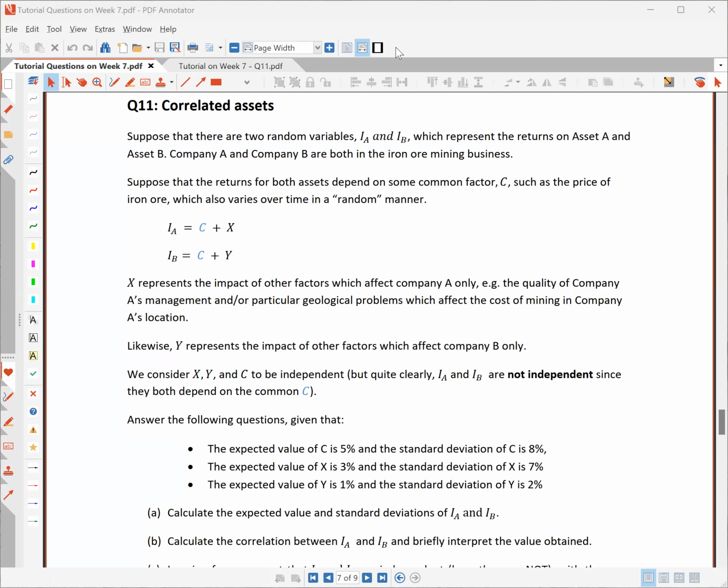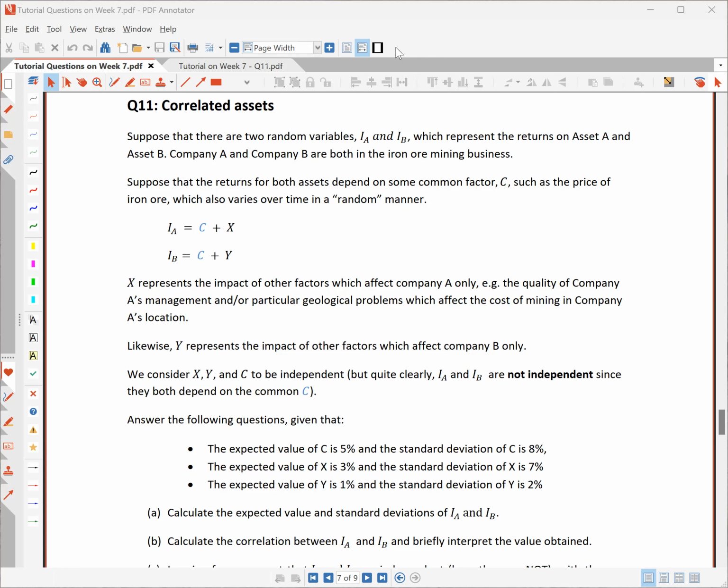So we have two companies here, Company A and Company B, and the investment returns for these company shares are seen as being related to three underlying variables, C, X, and Y. The return for company A is equal to C plus X. The return for company B is equal to C plus Y. And C, X, and Y are considered to be independent.